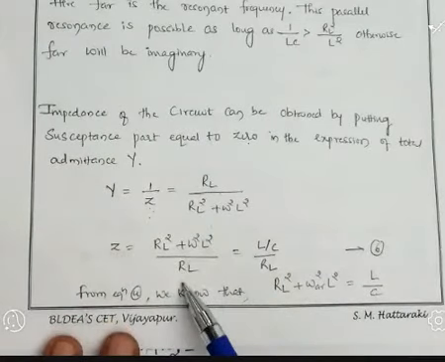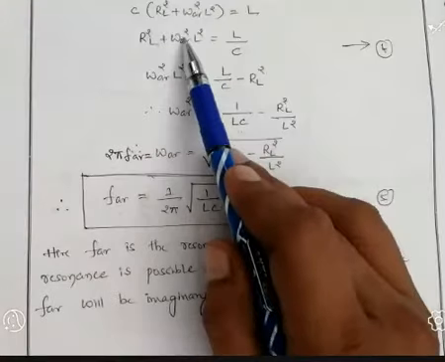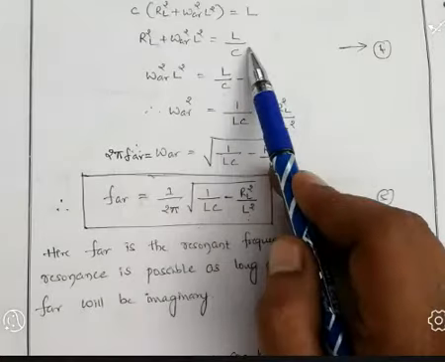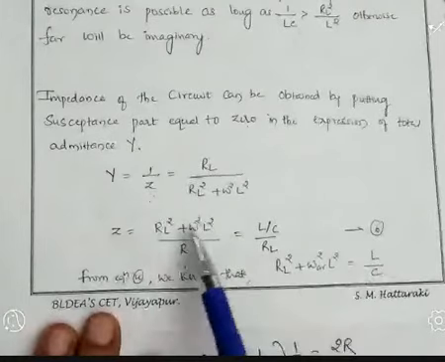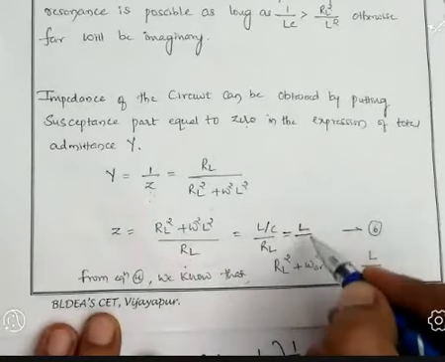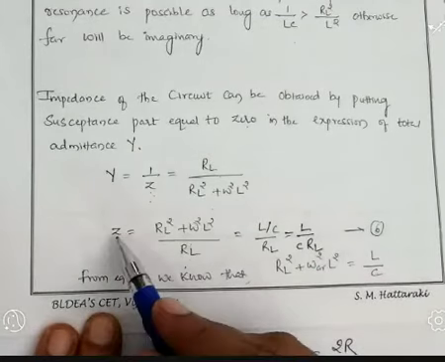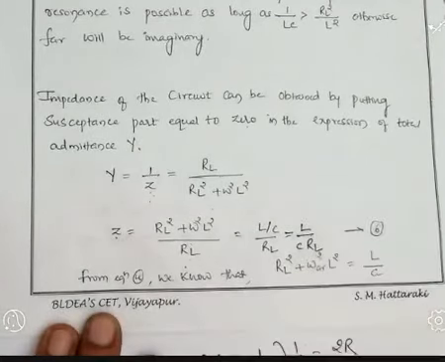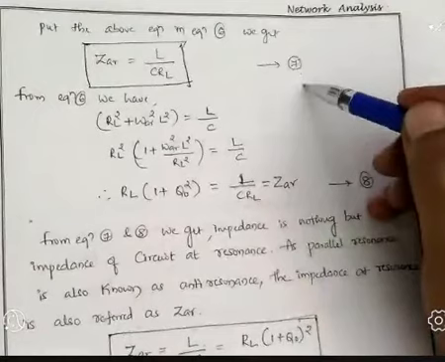Already we discussed that RL square plus omega AR square L square equal to L by C. If you substitute in this impedance equation, L by C divided by RL, then what happens? It becomes L divided by C into RL. So the impedance of the parallel circuit is L divided by C RL. Hence, impedance of the circuit ZAR equal to L divided by C into RL, represented as equation number 7.